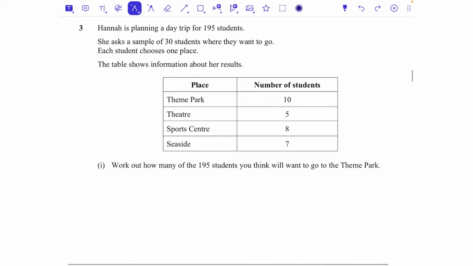Question number 3. Hannah is planning a day trip for 195 students. She asks a sample of 30 students where they want to go. Each student chooses one place. The table shows information about her results. So she's asked 30 students. If we add up these values, it makes 30, but there's 195 students going on the trip. Work out how many of the 195 students you think will want to go on the theme park. So the theme park, 10 out of 30 students chose theme park. So we want that fraction of 195.